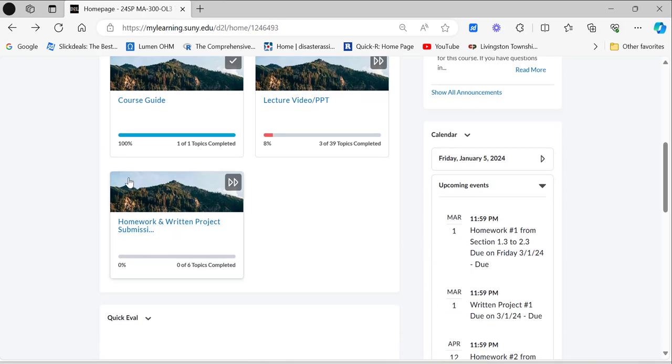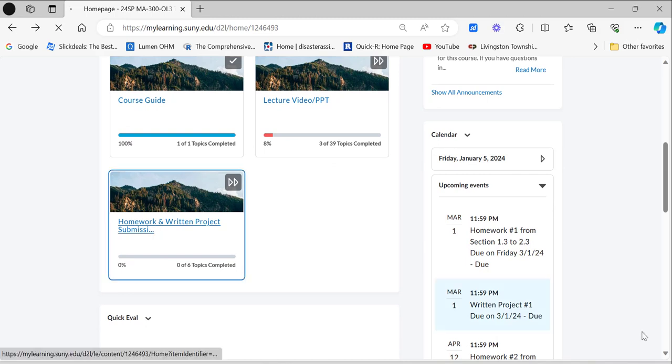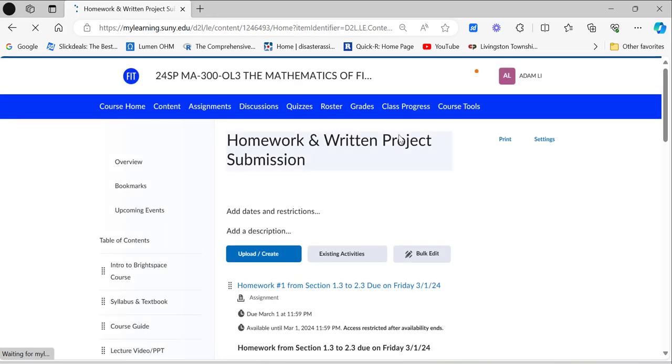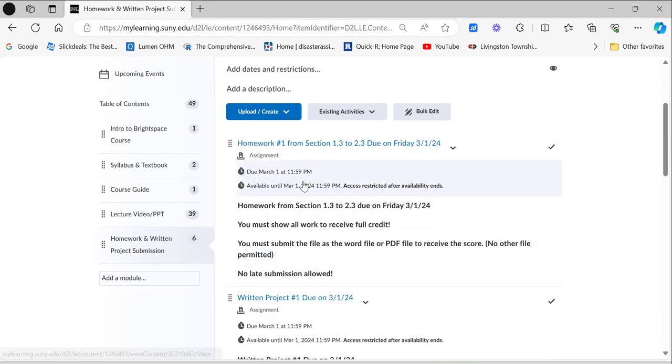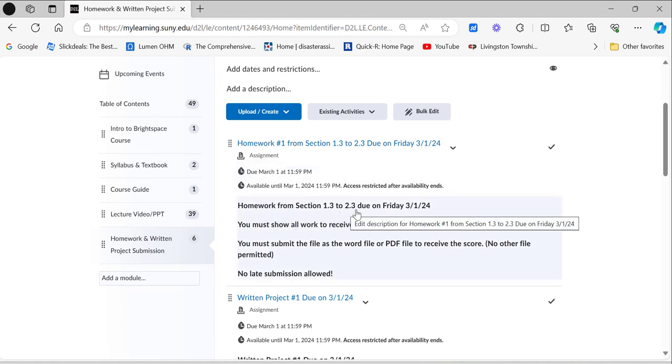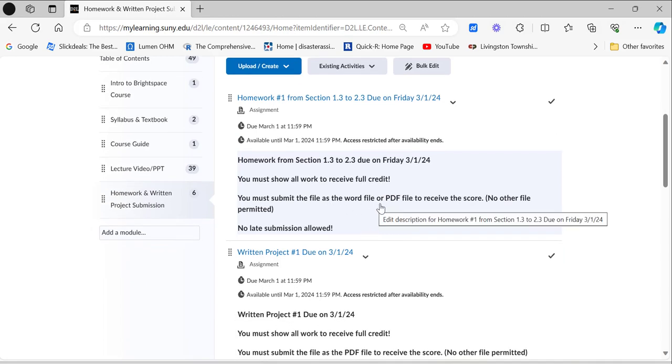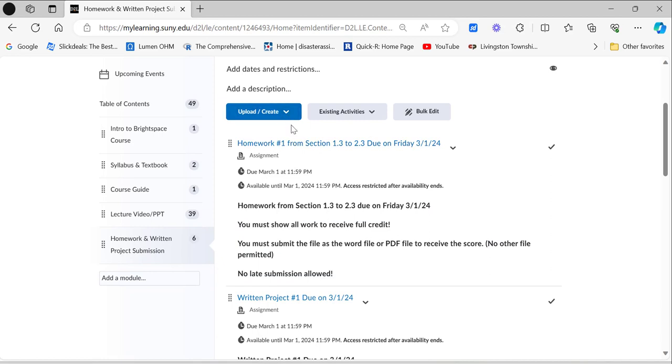And the last item is the homework and written project submission. It's the Dropbox. If you look at it, there is a due date here and instructions for each assignment. Like homework number 1, from section 1.3 to 2.3, due on Friday, March 1st. You must show all work to receive full credit. You must submit a file as a PDF file, only PDF file. I'm going to update this. No more files.